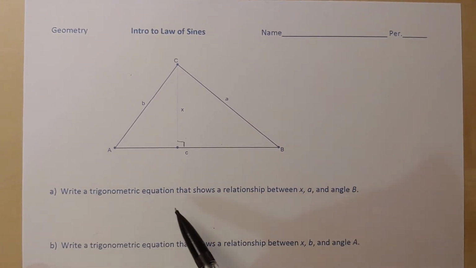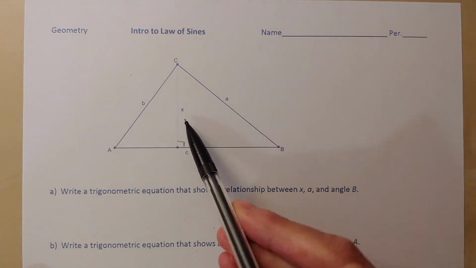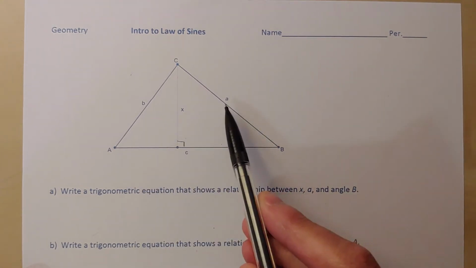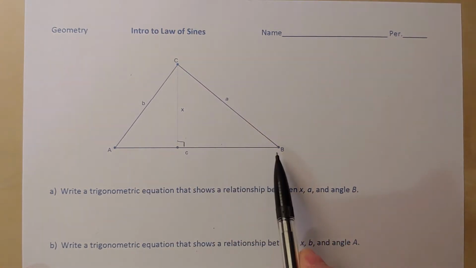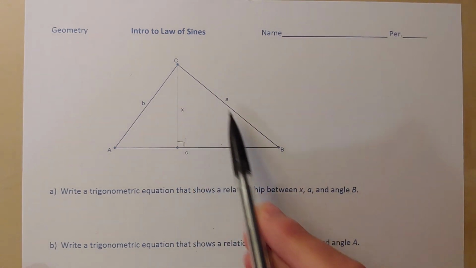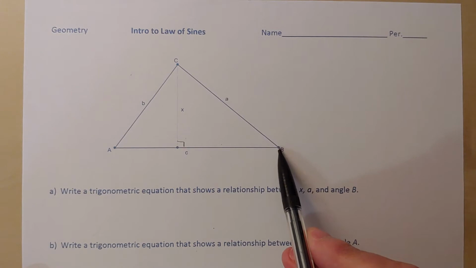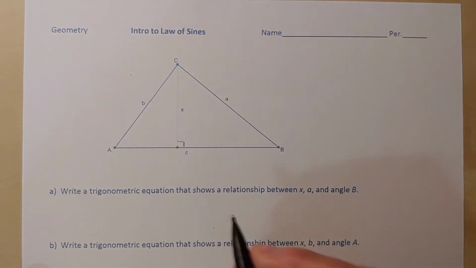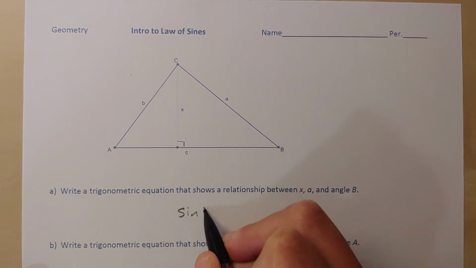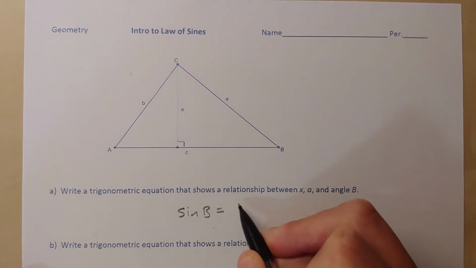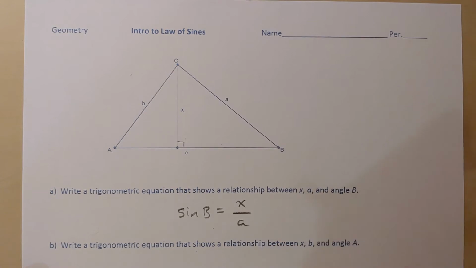Part A says, write a trig equation that shows a relationship between x, lowercase a, and angle B. Well, we have a right triangle right there. So the relationship there would be the sine of angle B is equal to the opposite over the hypotenuse. Or in other words, the sine of angle B would be equal to x over a.